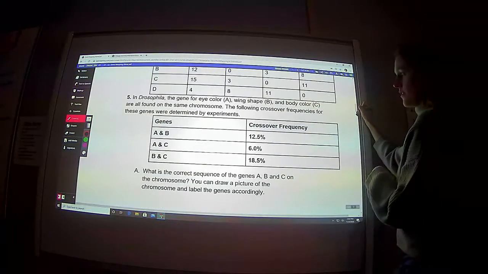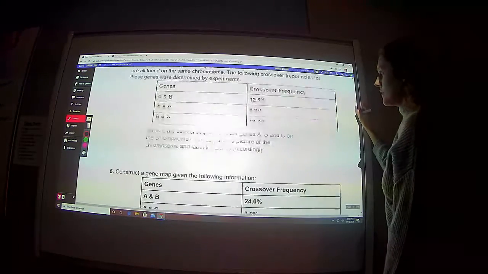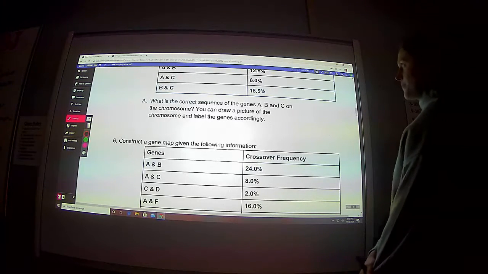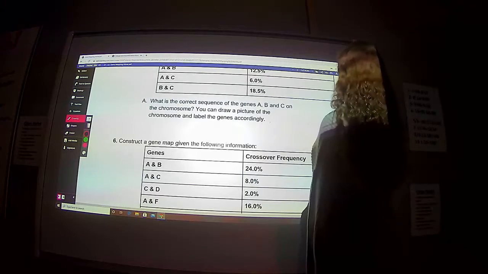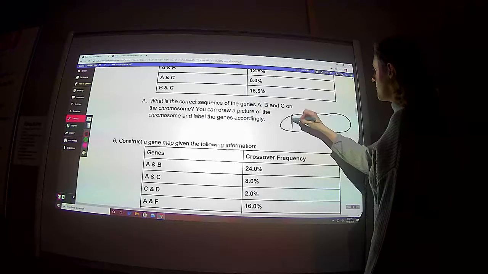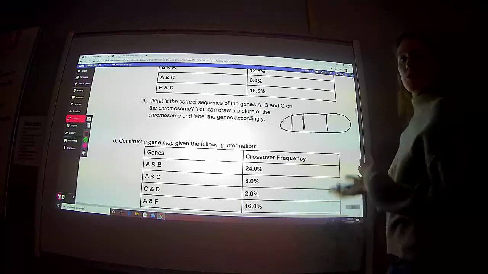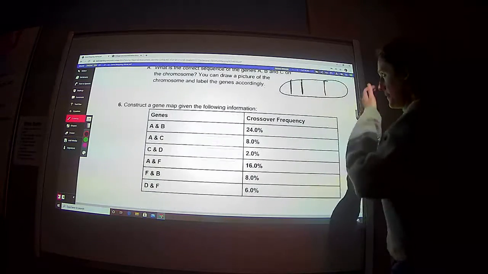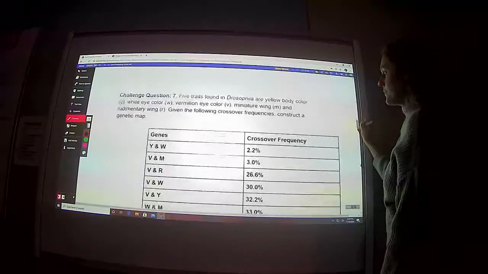This one is one that you guys already know how to do. It's the easy type, only doing 3 letters. What is the correct sequence of genes A, B, and C on a chromosome? You can draw a picture of a chromosome and label the genes accordingly. So what they're saying is to actually draw a chromosome, and then you're going to have bands because that's where your genes are located. And you would label those bands on that chromosome. So tell me where A, B, and C are. Again, another map, which you guys already know how to do.